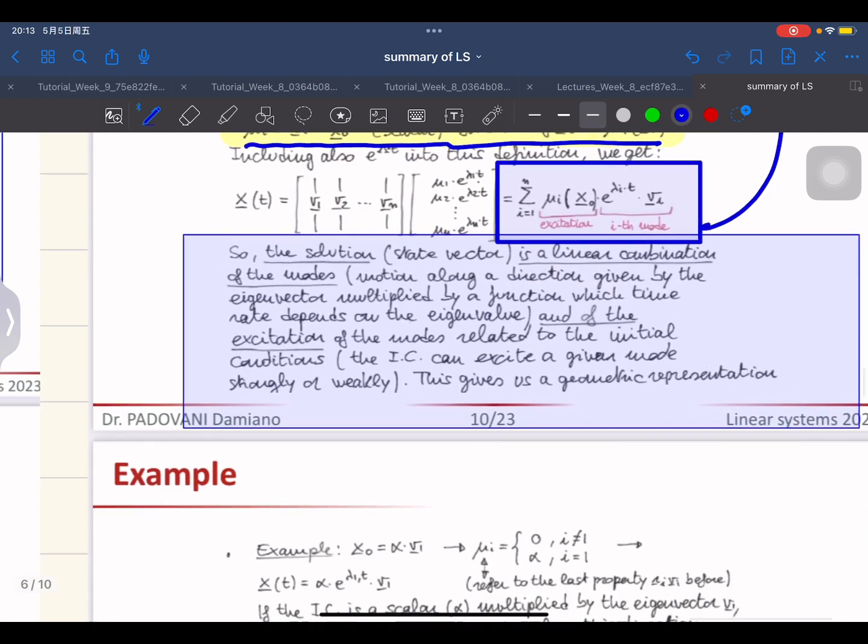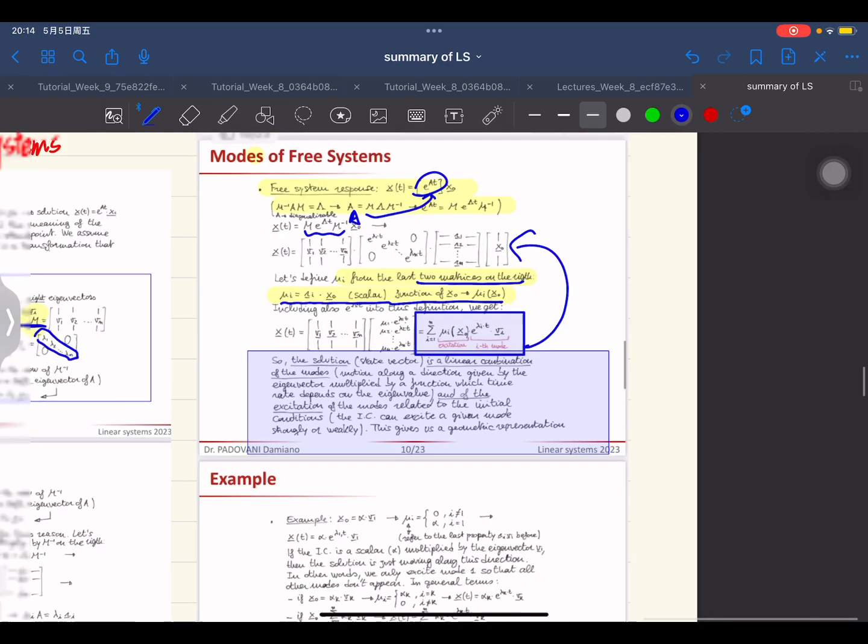So the solution state vector is a linear combination of the motion along a direction given by the eigenvector multiplied by a function, while the time rate depends on the eigenvalue and on the excitation of the modes related to the initial conditions. The initial condition can excite a given mode strongly or weakly. This gives us a geometric representation.